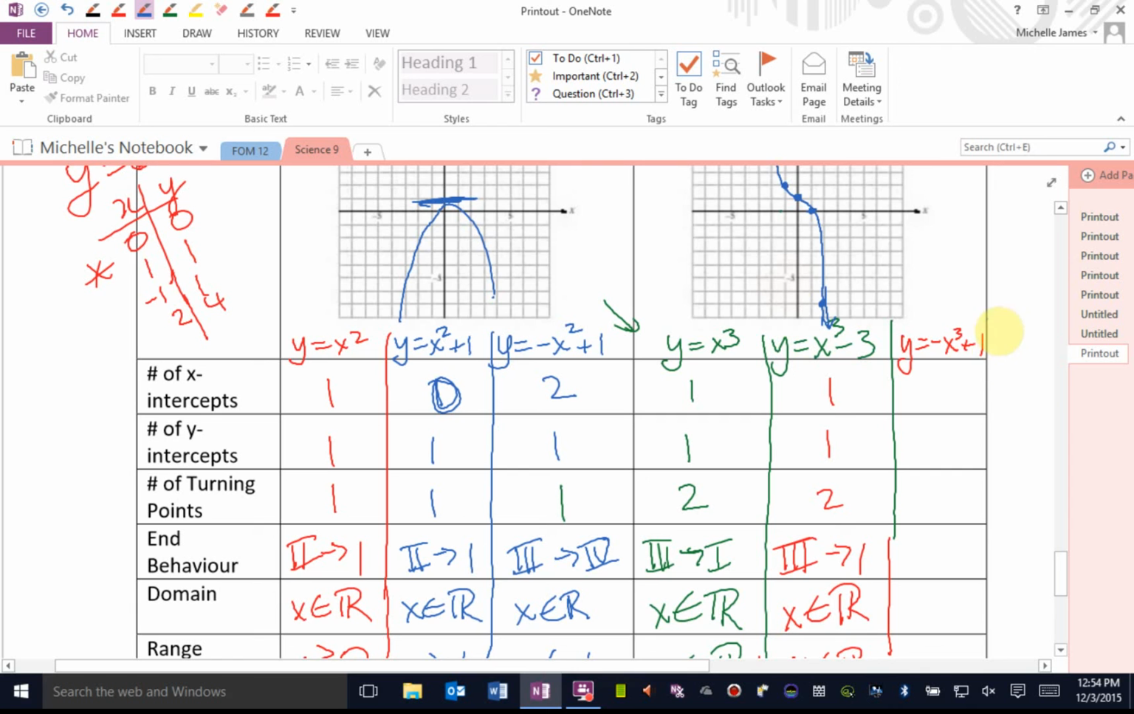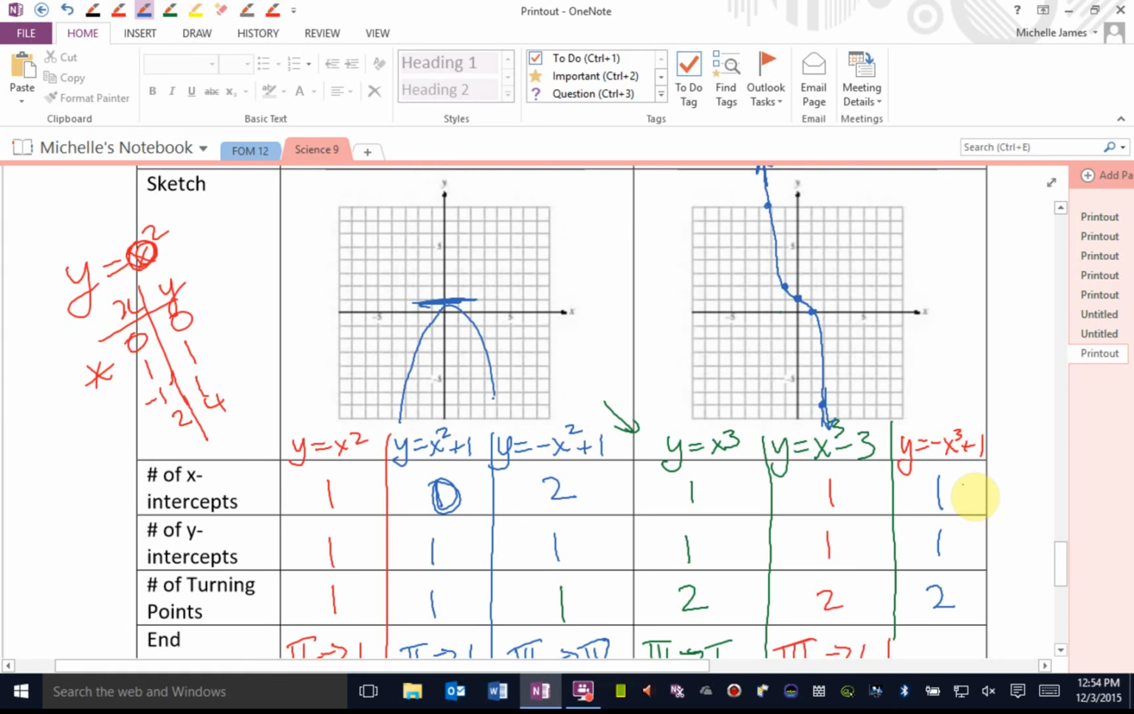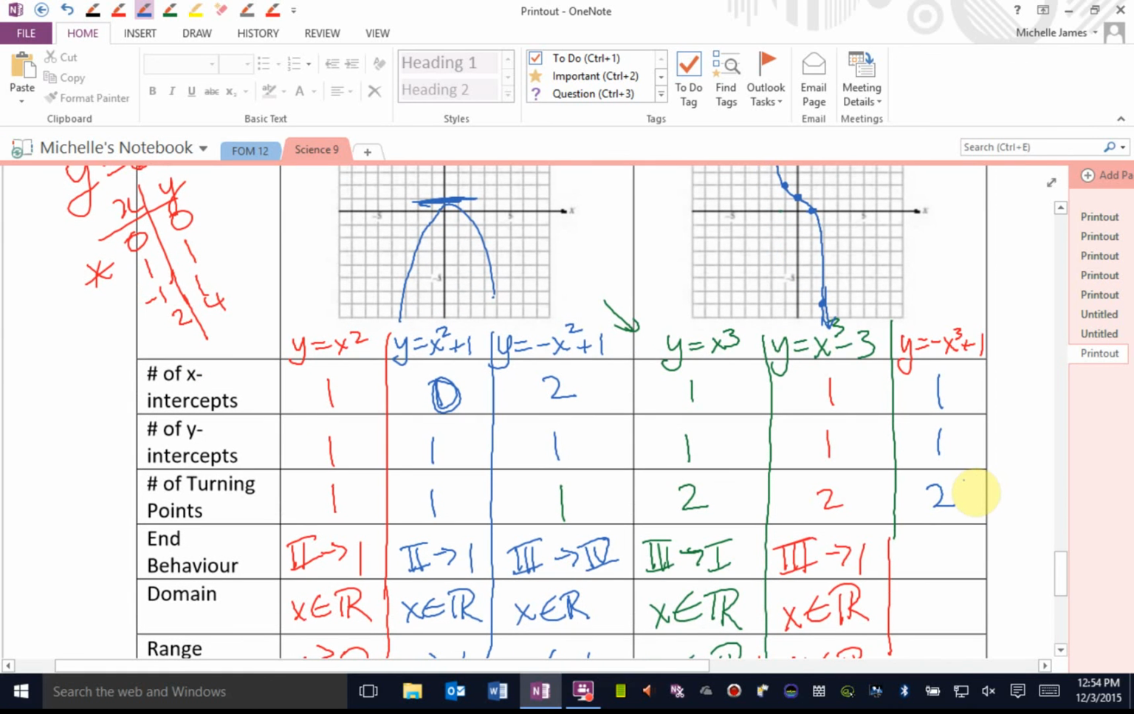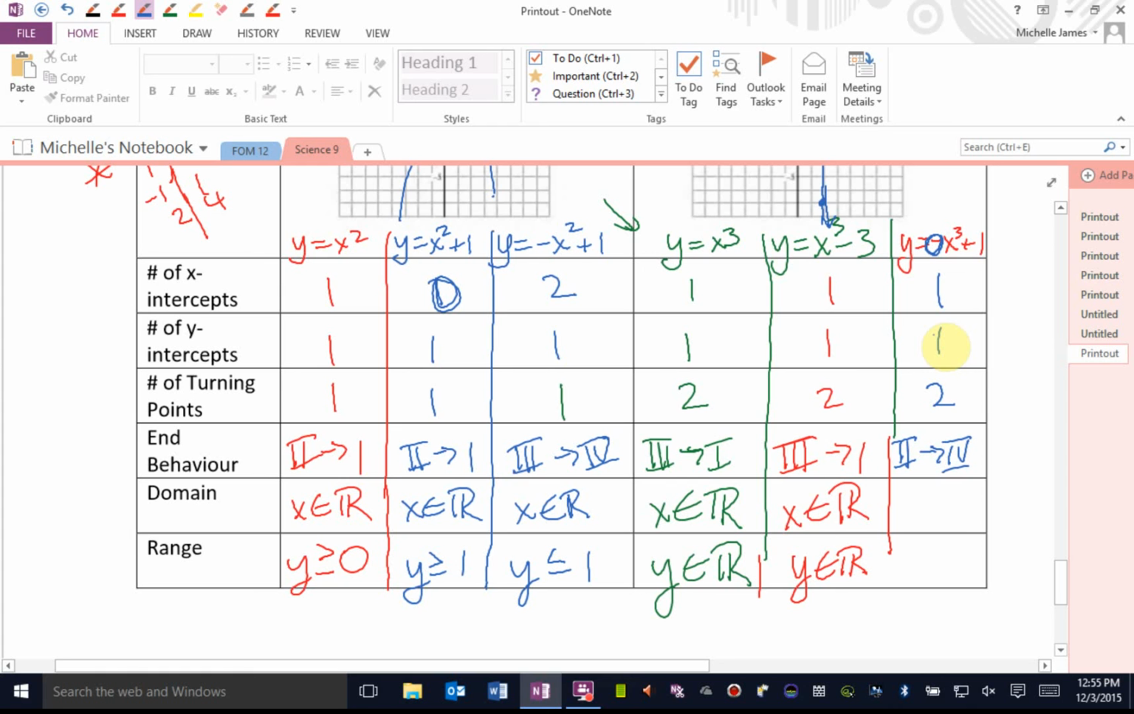X-intercepts, is there anything different here? And remember, this is going to be like the linear functions too. It still changes direction twice. The only difference is the end behavior. Why is that? Because now it's 2 to 4, not 3 to 1. Why is it going down? Because it's negative. This changes where it starts and ends. Okay? Domain and range, any differences? No.